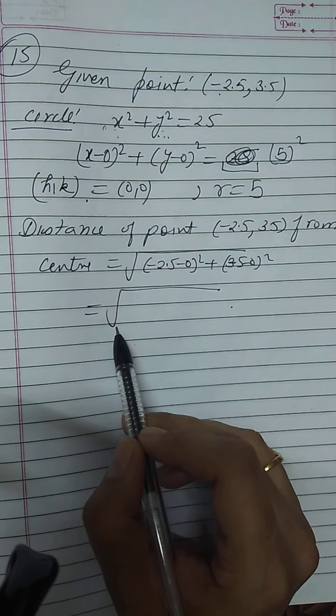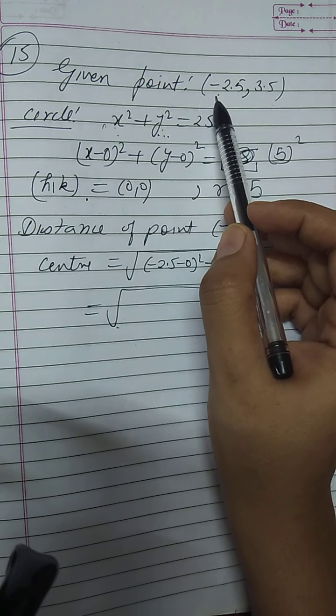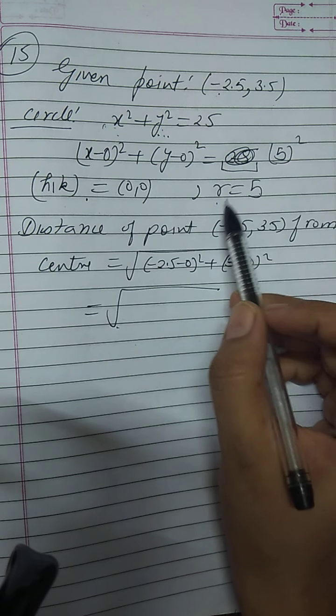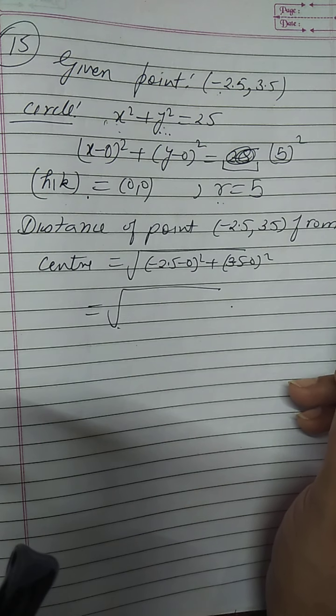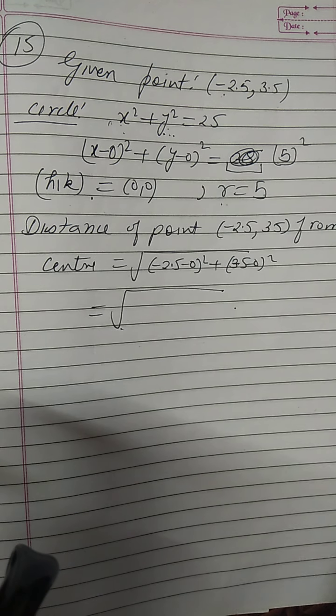Okay, if this distance comes greater than 5, it means the point will lie outside the circle. If it is coming less than 5, the point will lie inside the circle, and if it comes equal, that means the point is lying on the circle.